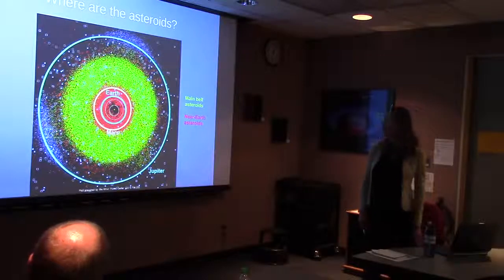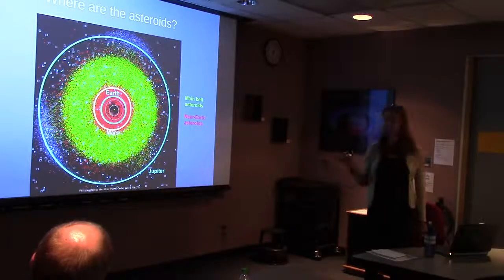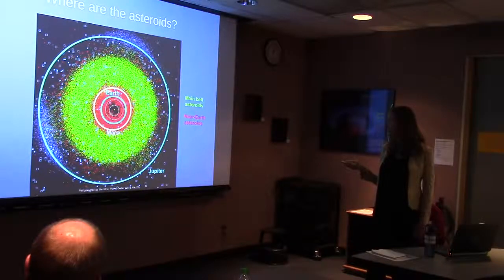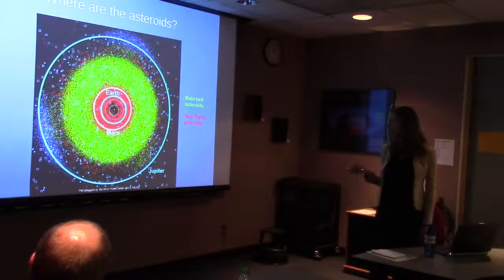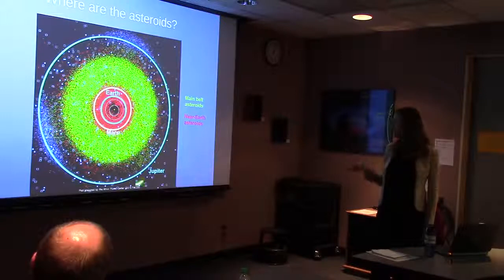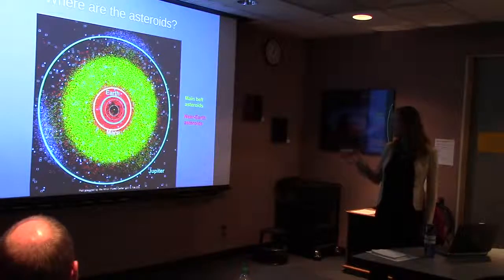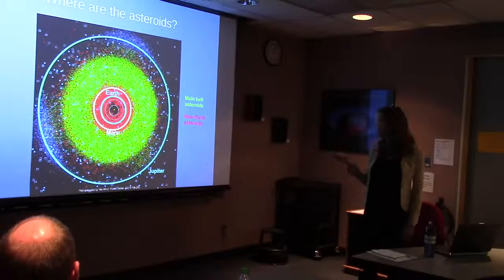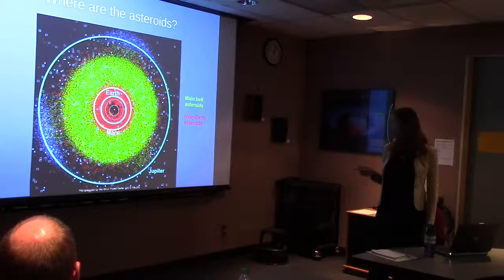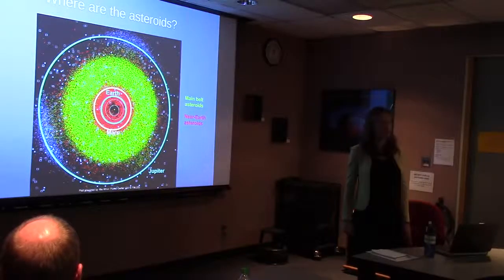So where are they? Here's a top-down view of the solar system. The inner planets are all here, out to Mars. Jupiter is this orbit here. And the asteroids primarily exist in this large green main belt. There are some asteroids that come particularly close. They are represented by the red dots here, near-Earth asteroids.